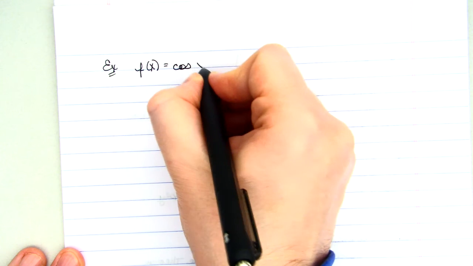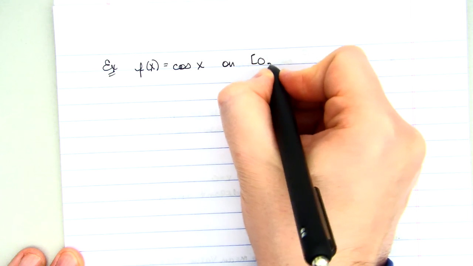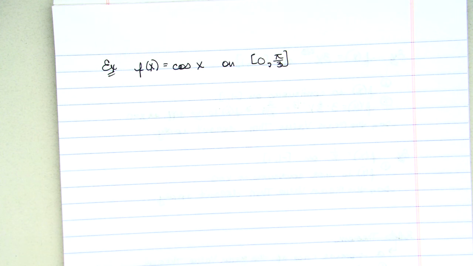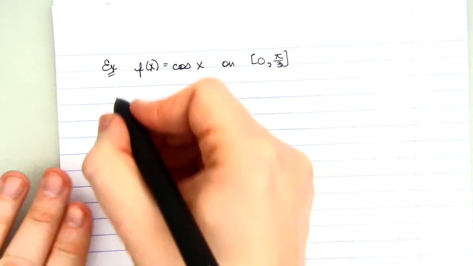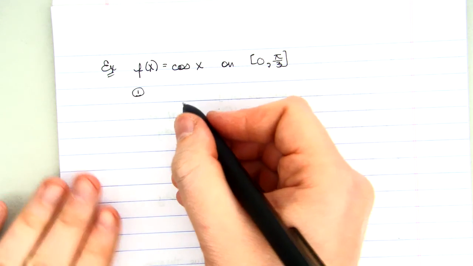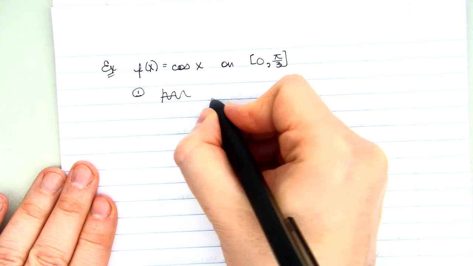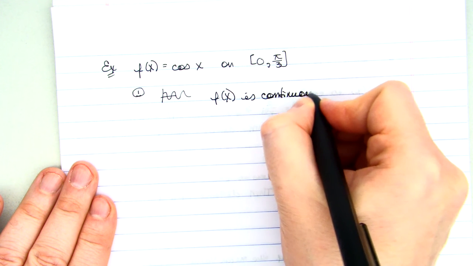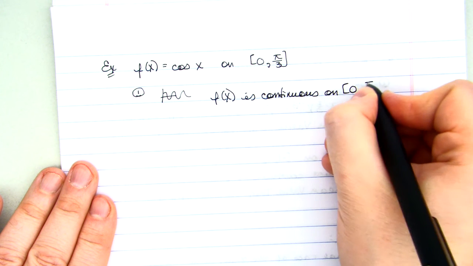One more example, I think, that I want to show you. F of x equals the cosine of x on the interval from 0 to pi over 3. I want to try to prove that somewhere the derivative is going to equal 0 by Rolle's theorem. Is our function continuous? Sure, we know what cosine looks like. That's all good. F of x is continuous on that closed interval from 0 to pi over 3.